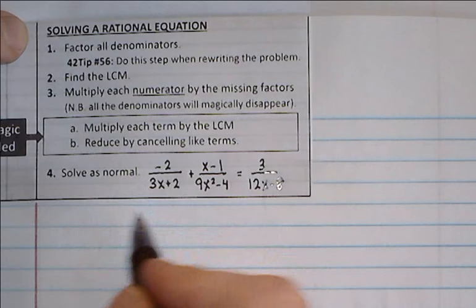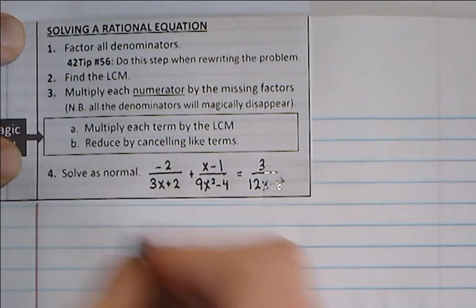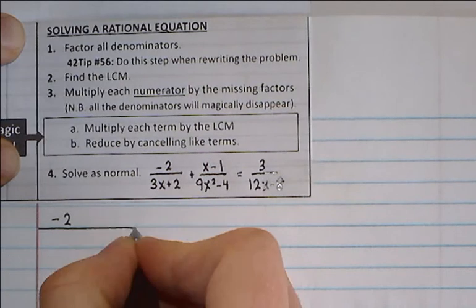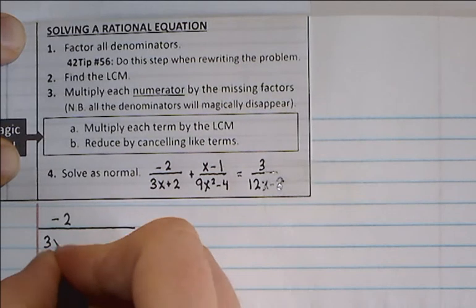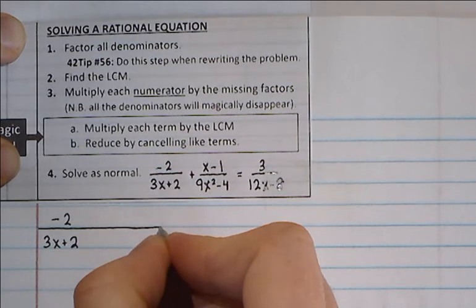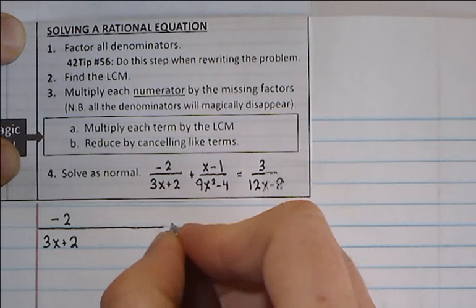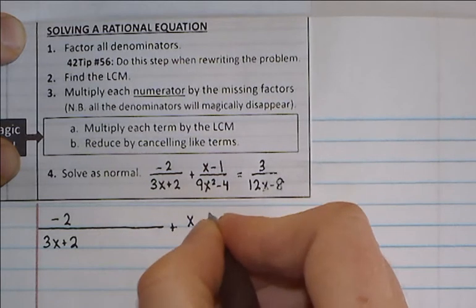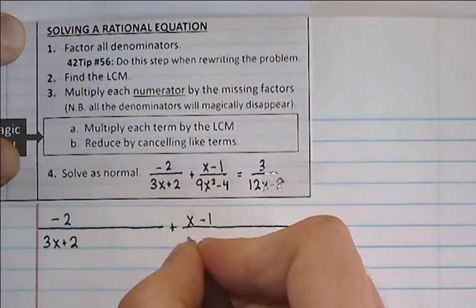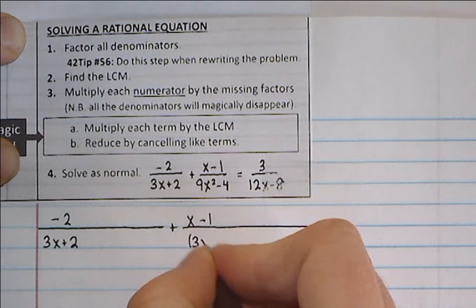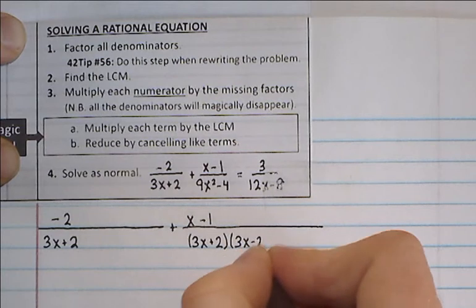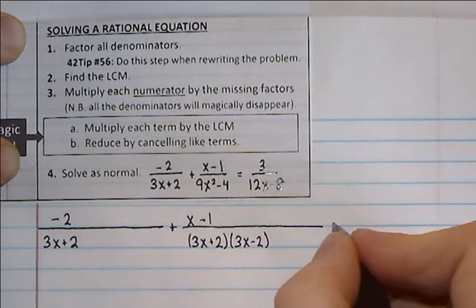So the first thing I'm going to do is I'm going to rewrite the problem, and when I rewrite it, I am going to factor my denominators. The first one doesn't need to be factored, but I'm going to give it lots of space for some work I'm going to do later. This is a square minus a square, so the difference of squares. So it leaves me with 3x plus 2, 3x minus 2, and this is equal to 3.